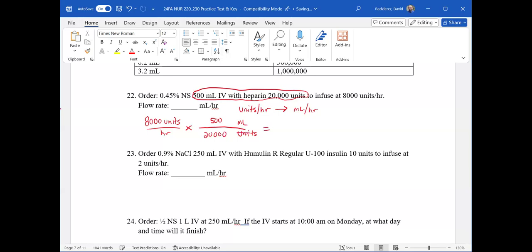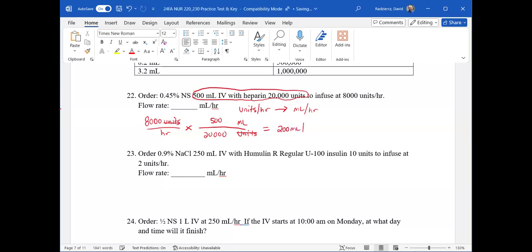Before I do any math, you will see that my units are canceled out and I'm left with milliliters per hour. So all I'm going to do then is take my calculator out. I can open it up on my phone. I'm going to take 8,000, multiply by 500, and I'm going to get 4 million. I'm going to divide by 20,000. And then I'm going to get a final answer of 200 milliliters per hour.